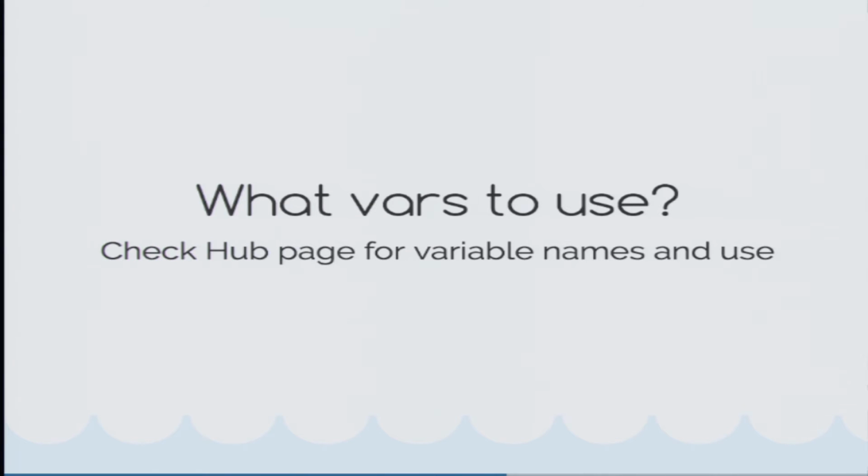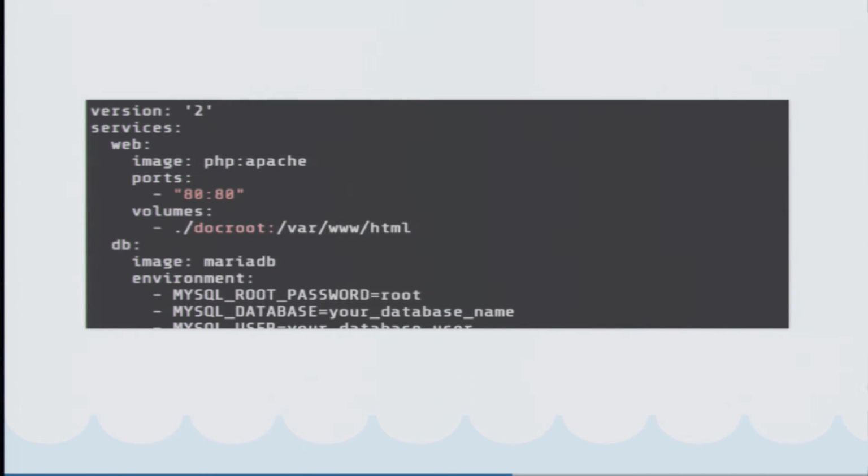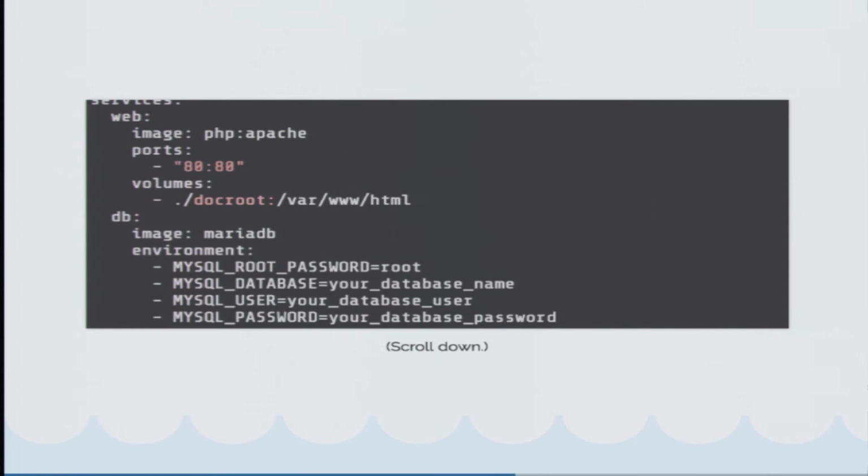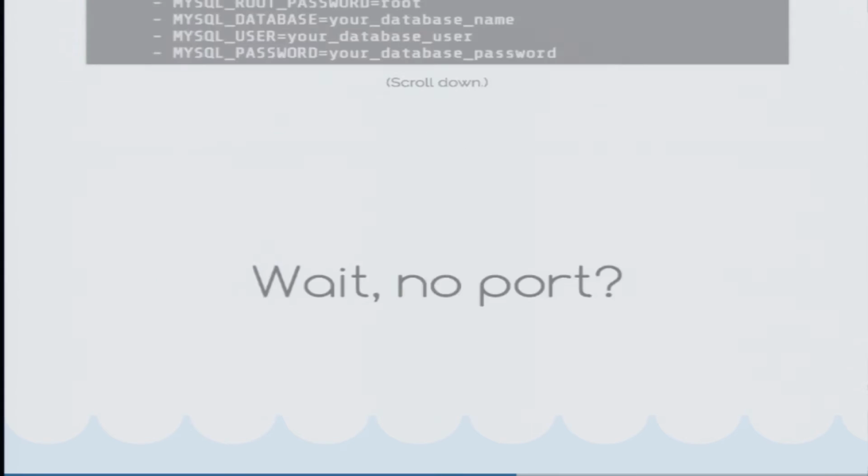What variables do you need to use? It really depends on the container. So go to the container's documentation on Docker Hub. They'll list out what variables you need to use, and just use those in your file. So we did the research for MySQL, and we found out that we have these few variables that we need to define: the MySQL root password, the database name to create, the user, and the password. And we're specifying some really, really bad user names and passwords that make it easier to squeeze things into slides.